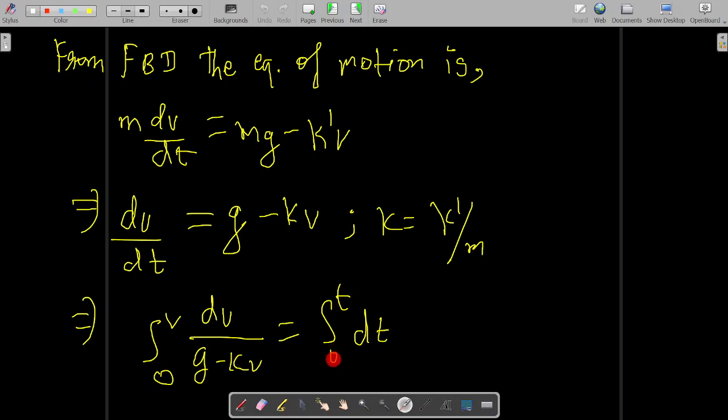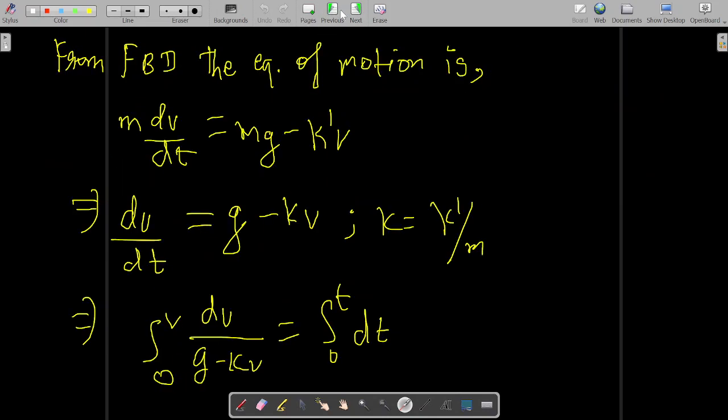When time t equals 0, at that time the velocity of the point mass was 0, because at time t equals 0 it was just dropped. So as it was just dropped, its velocity was 0 at that time, and at time t equals t it has attained some velocity v. So integration 0 to v dv divided by g minus kv equals integration 0 to t dt.